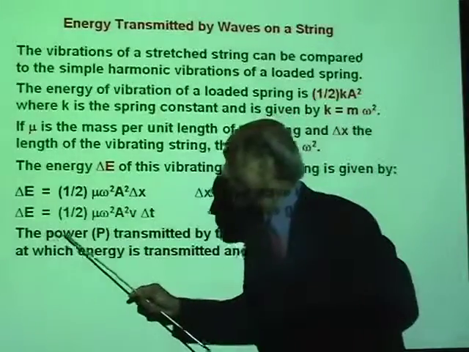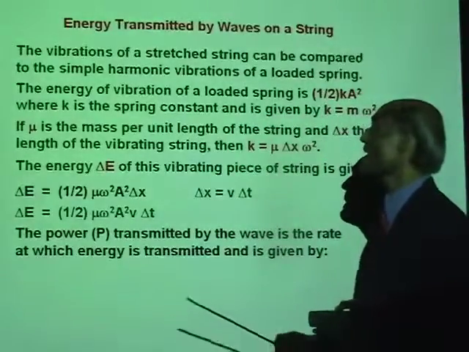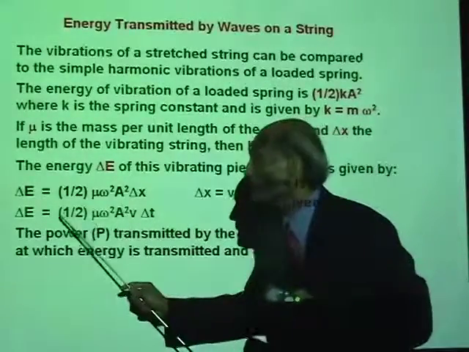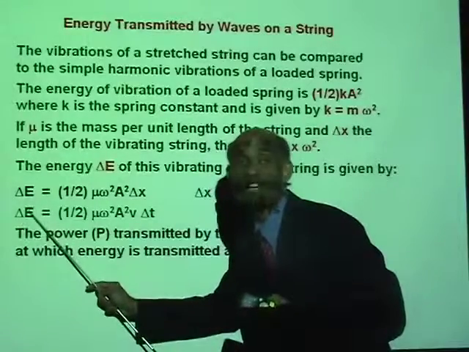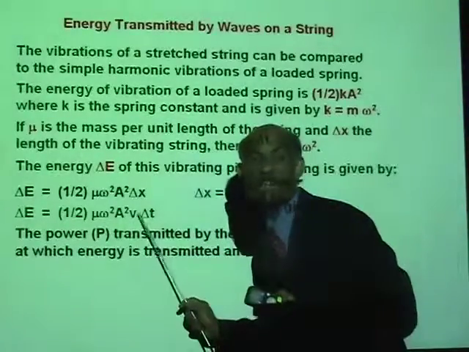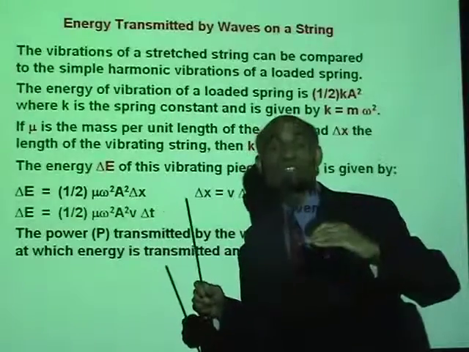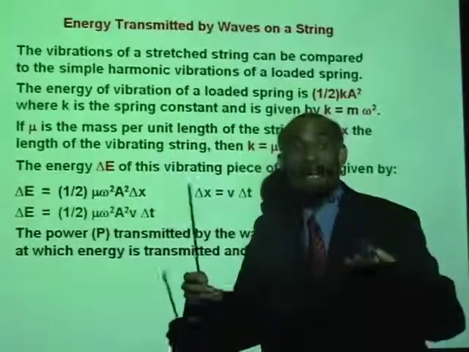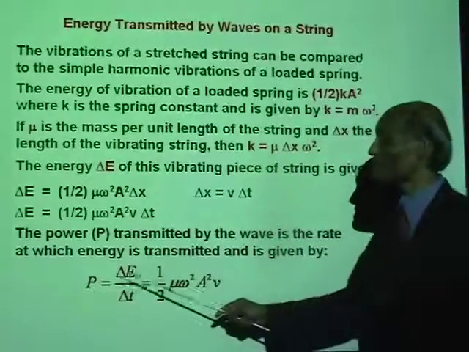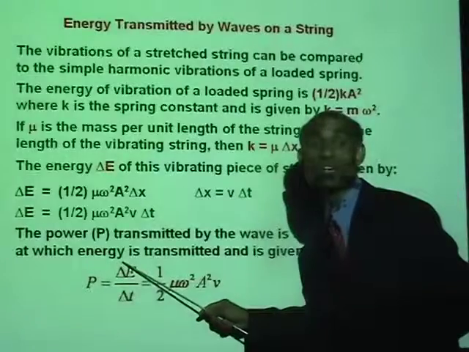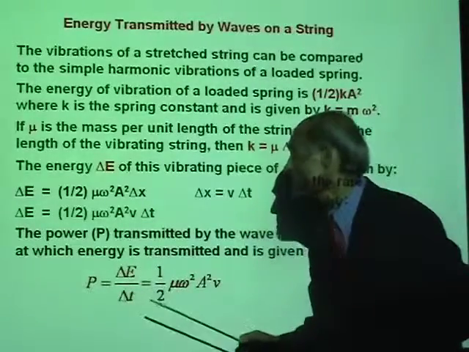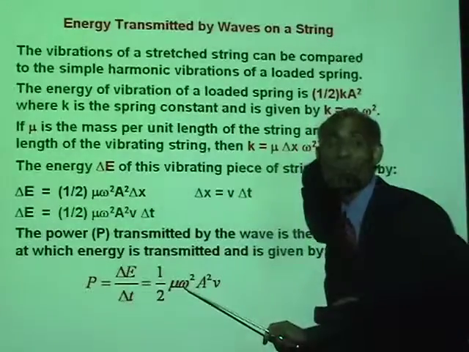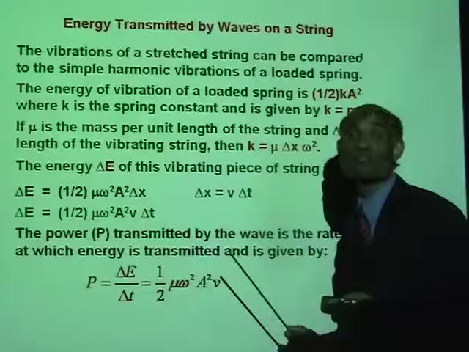Well, power P transmitted by the wave is the rate at which energy is transmitted. In other words, if I divide this delta E by this delta t, delta E by delta t is the rate at which energy is transmitted. That will give me a measure of the power transmitted. Power transmitted is delta E divided by delta t, which is 1/2 mu omega squared A squared V.